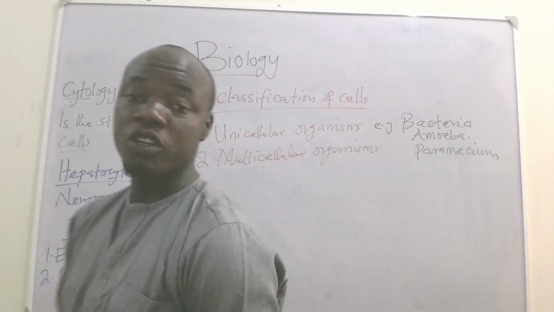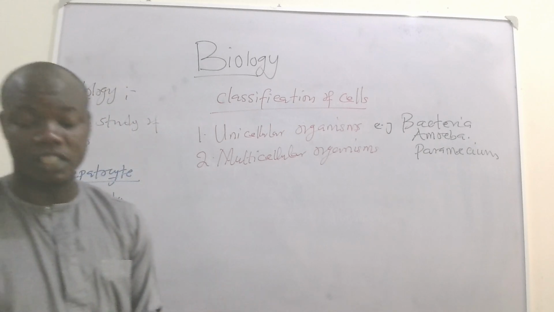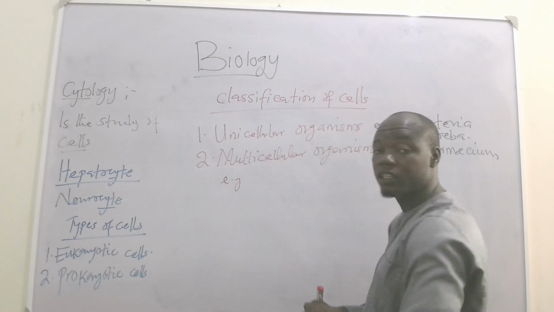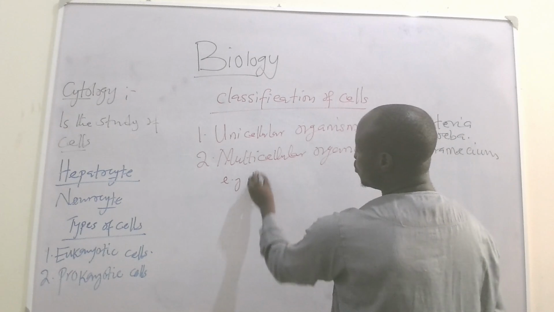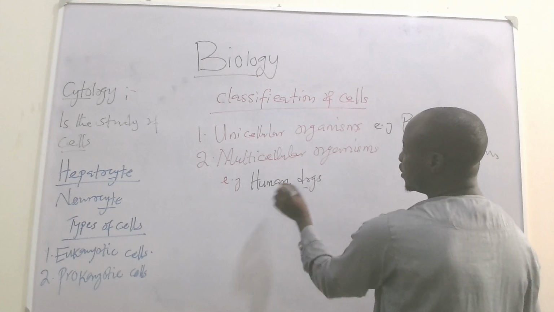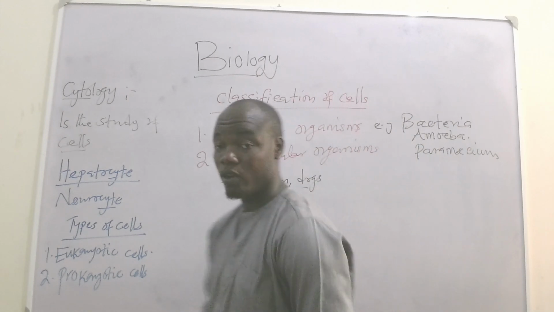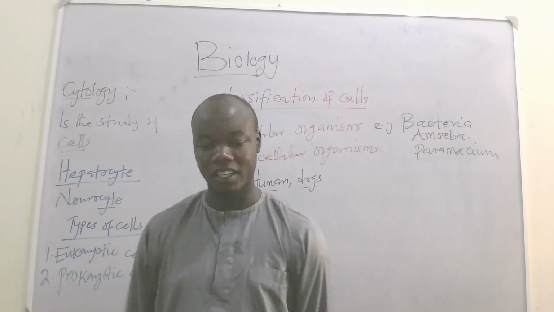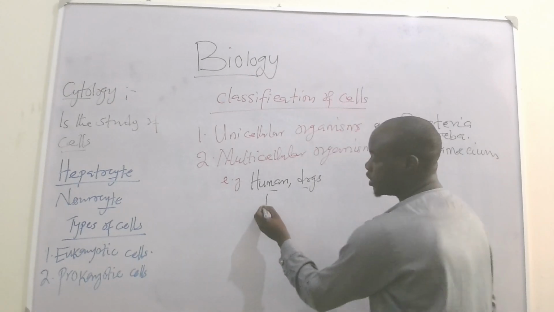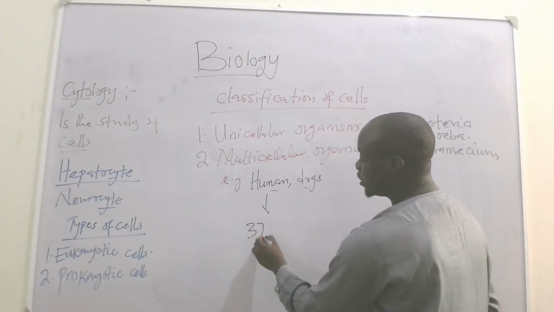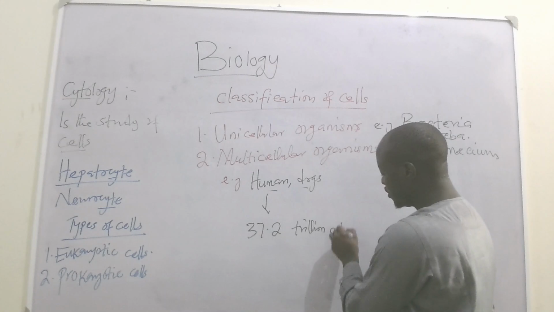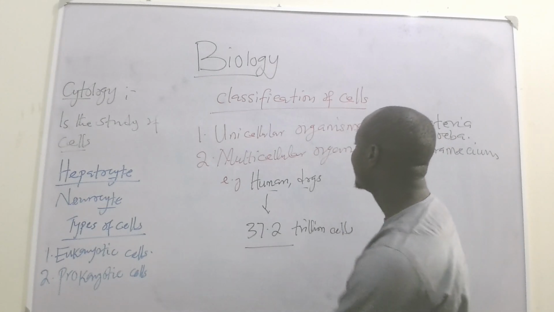And we also have multicellular organisms, that is, those that have many cells. Examples of multicellular organisms are humans and dogs. It means that they have many cells. For example, an average human being has about 37.2 trillion cells. So the number of cells is huge.